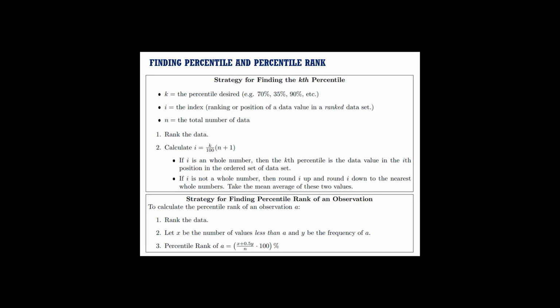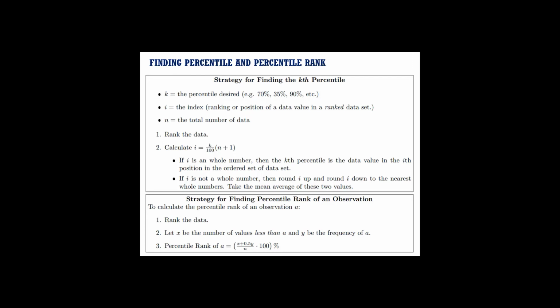Now, if I is a whole number, then the kth percentile is the data value in that position of the ordered data set. But if it's not a whole number, then we have to round it up and down to the nearest whole numbers, and then we take the average of these two values. It's a little bit confusing to say, but we'll do an example that'll make it clear.